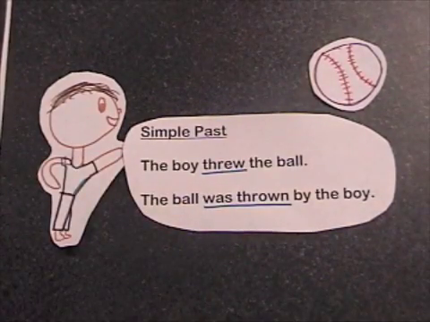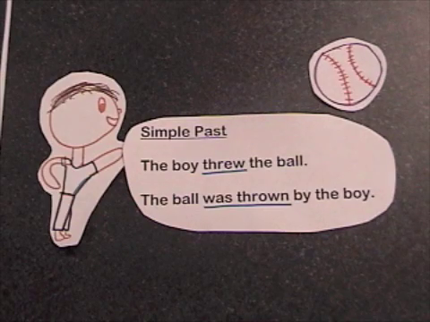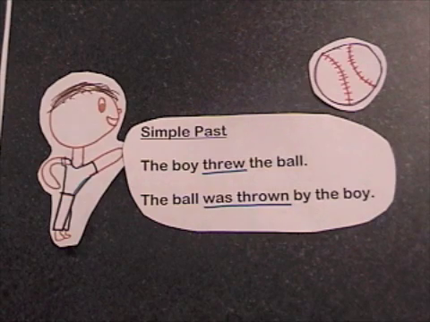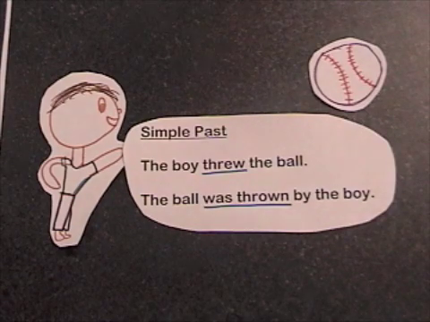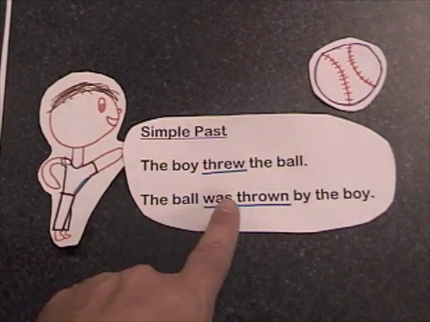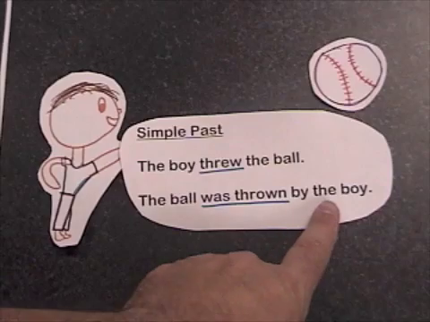Simple past. The boy threw the ball. Threw is the simple past tense of the verb throw. So we take our be verb. The simple past tense form of the be verb is "was." We then add our past participle "thrown," and we come up with the ball was thrown by the boy.